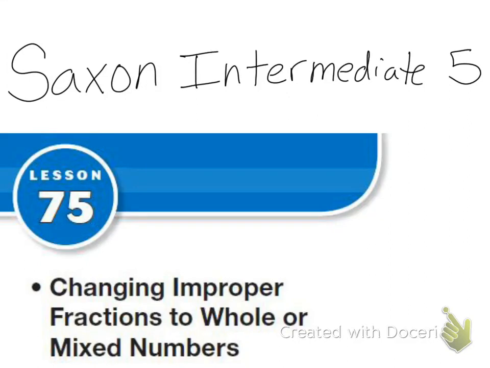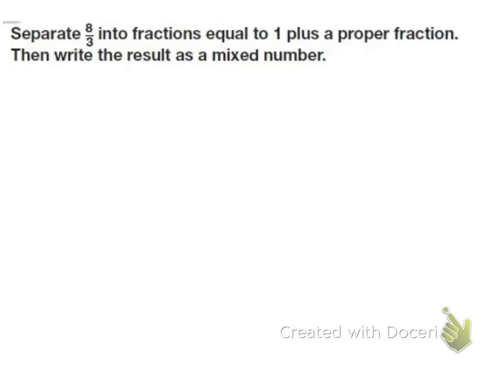Hello everyone. Today's lesson is lesson 75, changing improper fractions to whole or mixed numbers. Now, a fraction may be less than 1, equal to 1, or greater than 1. A fraction that is less than 1 is called a proper fraction. So that's an example like 3/4. 3/4 is less than 1, so we call this a proper fraction.